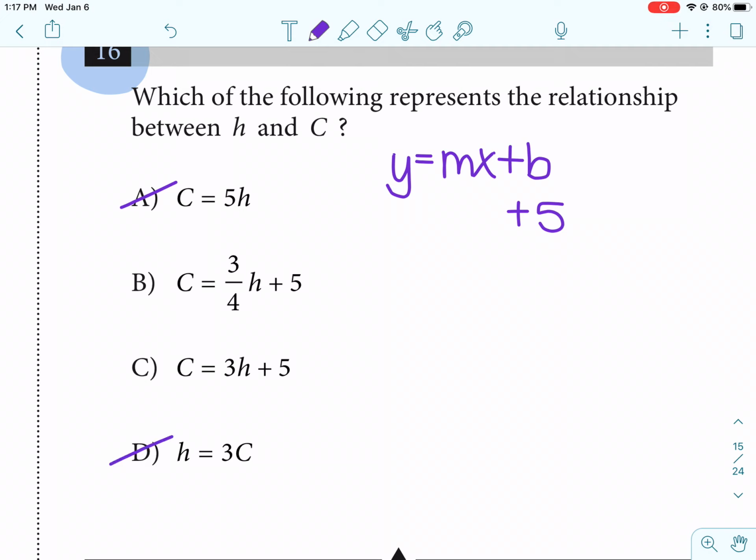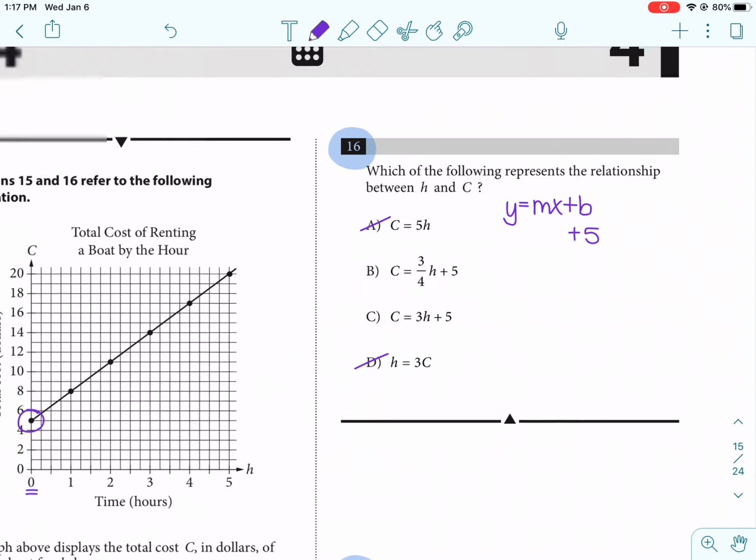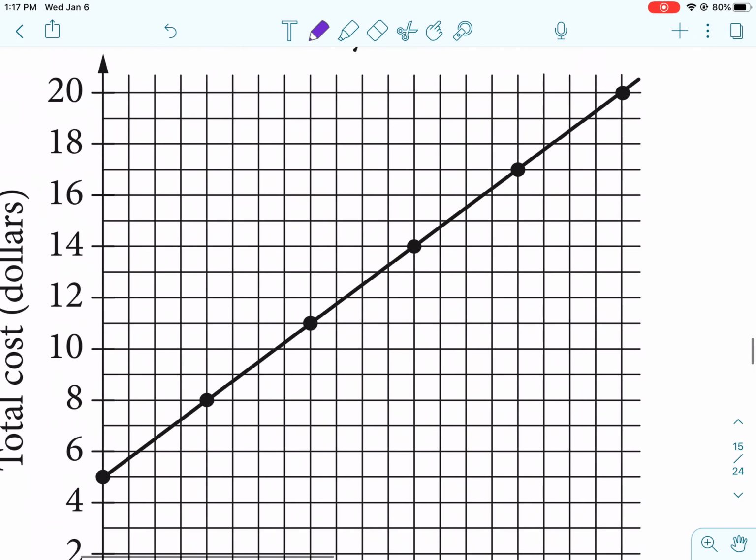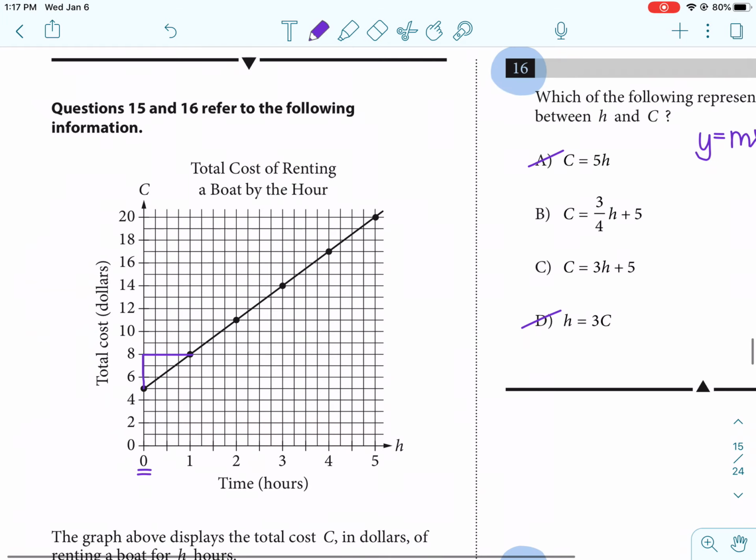So the only other thing I have to find now is the slope. It's either going to be 3/4 or 3. And this is one of those times where the SAT is just trying to be tricky. Because if you look at this really quickly, it looks like I went up 3 and over 4. A lot of you probably got this wrong because you picked B, because you saw that slope of 3/4.